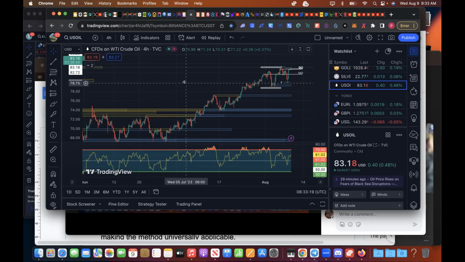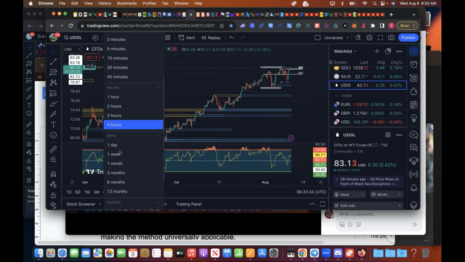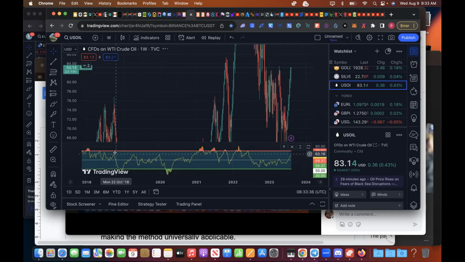Now, one thing I was just saying about the oil is that the target of the oil is 91. Even the long-term target is 100 and something. So let me go back to the weekly time frame, so let's run a top to bottom analysis.